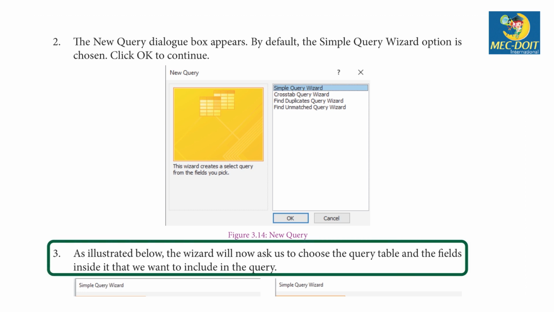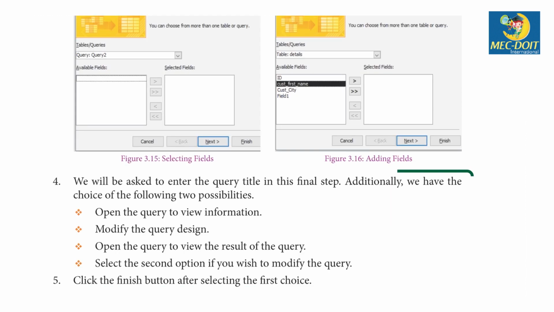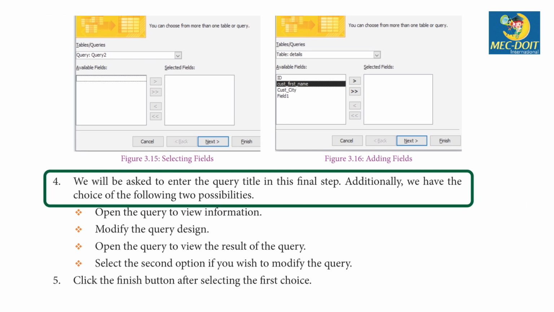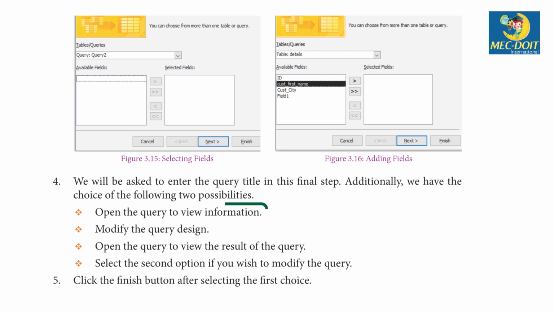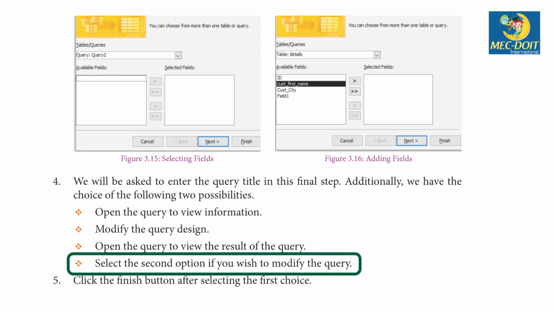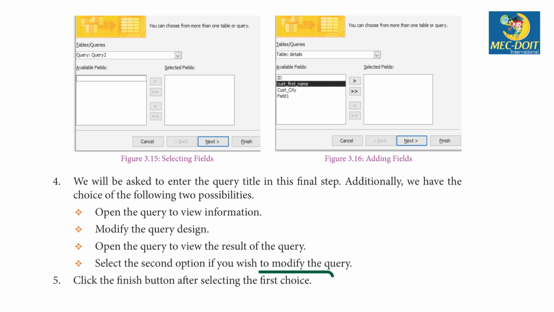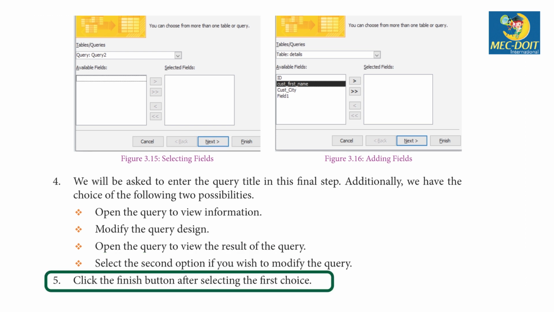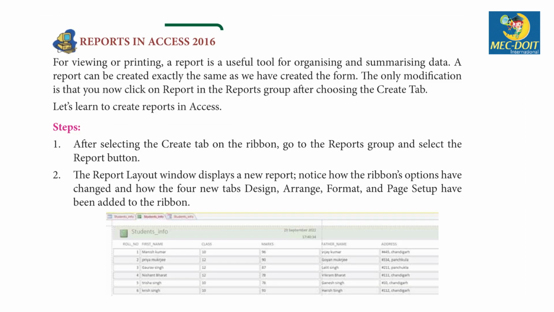3. As illustrated below, the wizard will now ask us to choose the query table and the fields inside it that we want to include in the query. 4. We will be asked to enter the query title in this final step. Additionally, we have the choice of the following two possibilities: Open the query to view information, or Modify the query design. Select the second option if you wish to modify the query. 5. Click the Finish button after selecting the first choice.